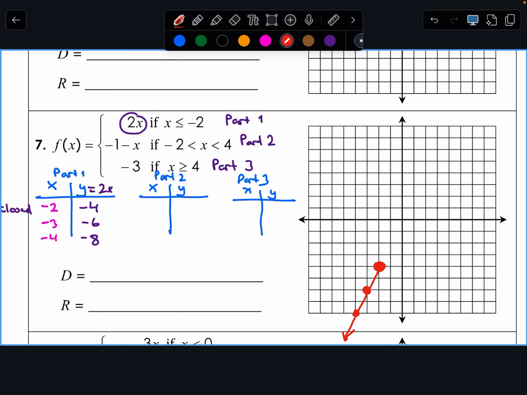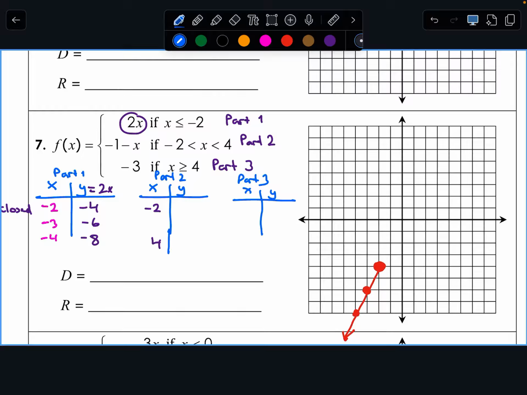Now, you'll notice on part 2, there are actually 2 endpoints. What's the first endpoint on part 2? -2, and the other one's at positive 4. So that means we're going to have to put both of them on the table. We're going to put -2, then leave a space, and put positive 4. Now, at this point, all you have to do is choose at least one number that is between -2 and 4 so we can put it on this graph.